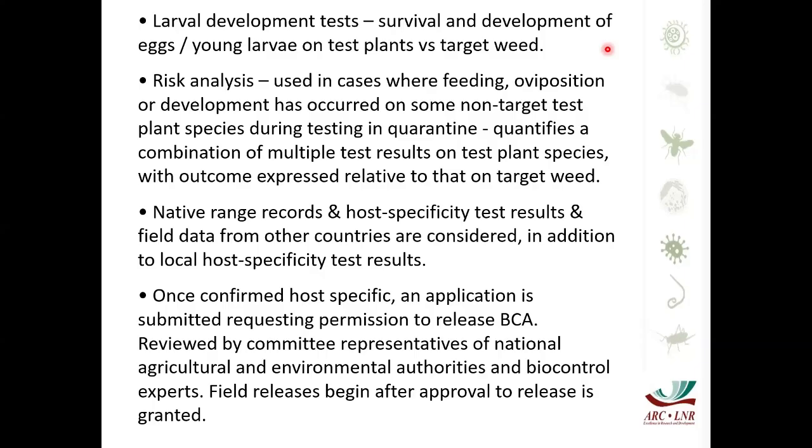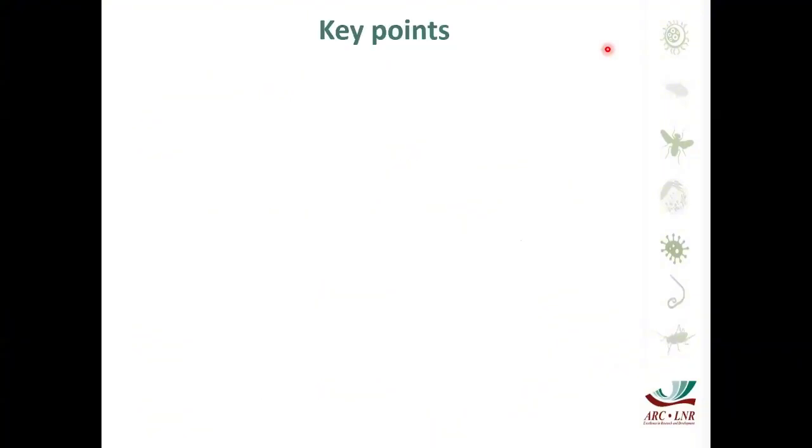It gives a number, so it would maybe be a figure of 1 for the target weed, and 0.1 times 10 to the minus 9 or something like that. So a tiny, tiny, tiny figure. And it really gives a relative comparison of the risk associated with that. We use native range records and host specificity results from other countries, which is always useful. And in these cases, it was decided that the agents were sufficiently specific and they were approved for release.